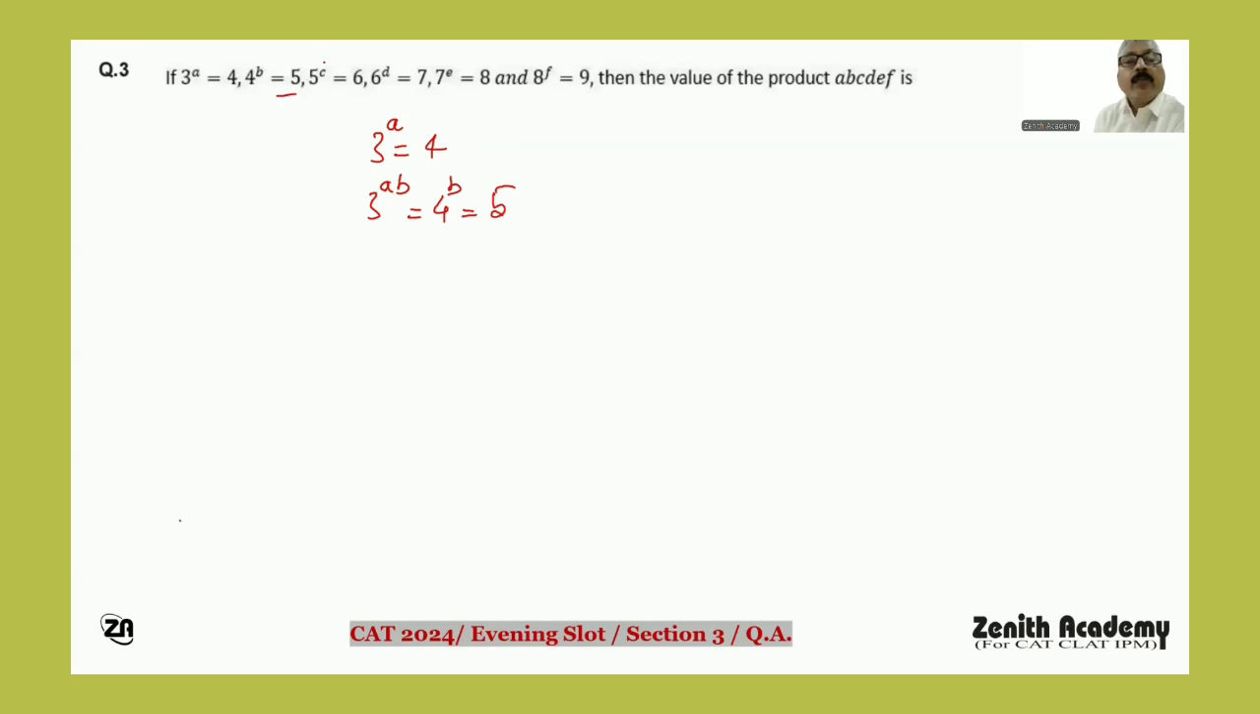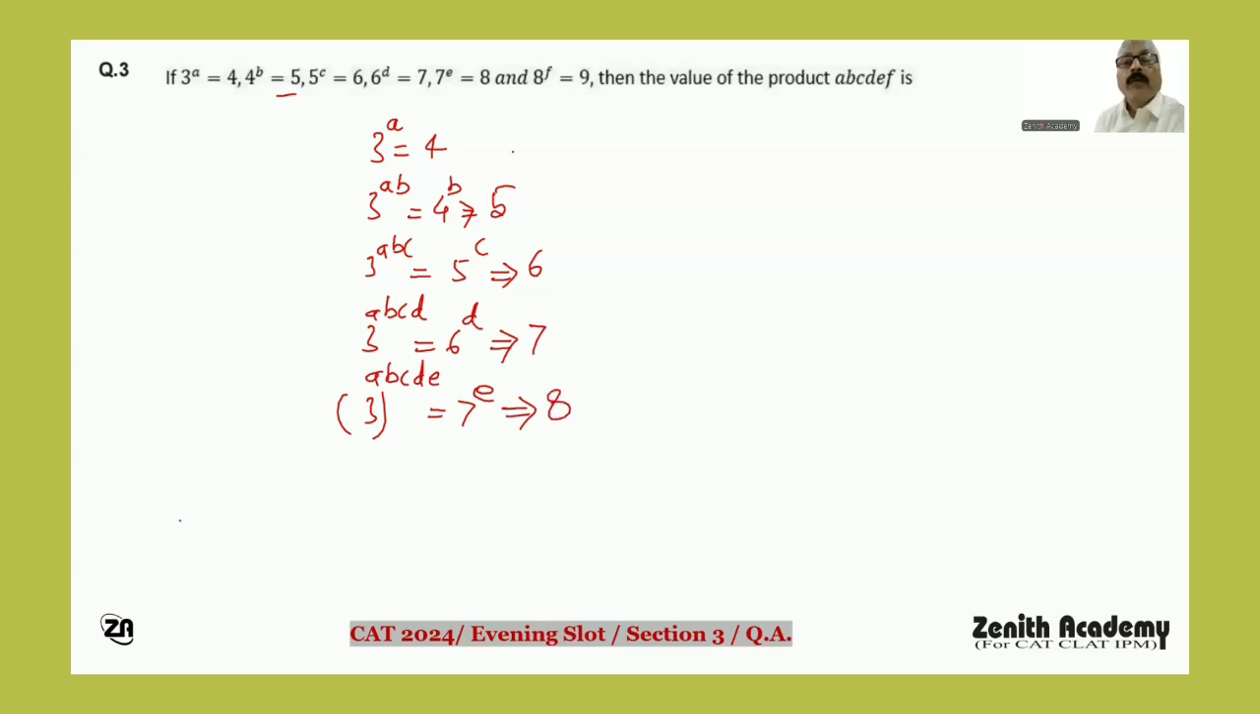Again raise it to 5 to the power c. So raise the left hand side to the power c. Then it becomes 3 to the power abc is equal to 5 to the power c, which is equal to 6. Similarly, 6 to the power d is given. So raise it to abcd. It is 6 to the power d. And 6 to the power d is 7. 7 to the power e is given. So raise it to the power e. Then it becomes 3 to the power abcd is equal to 7 to the power e, which is equal to 8.